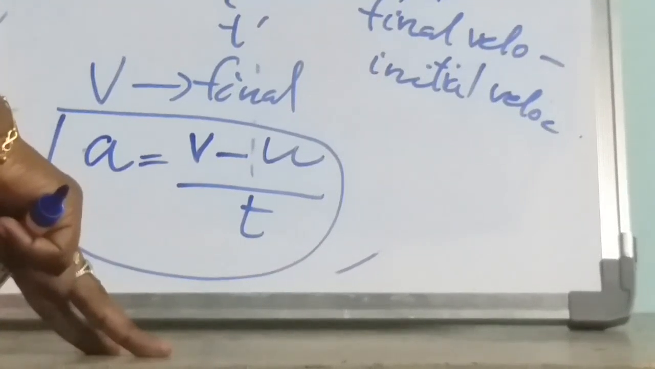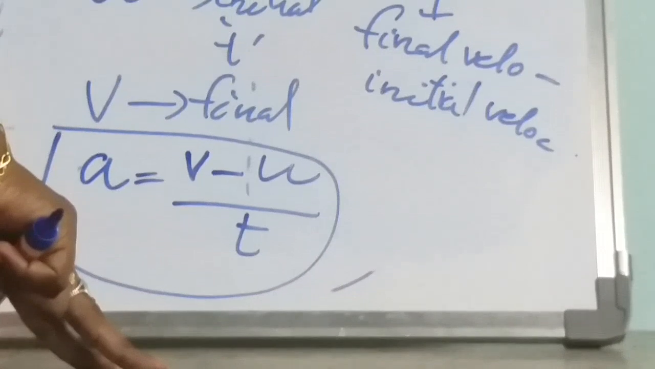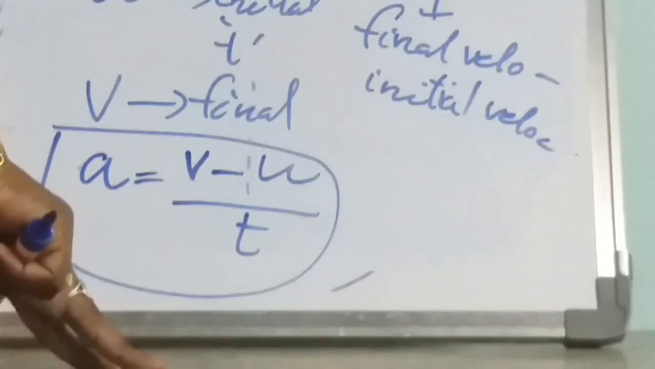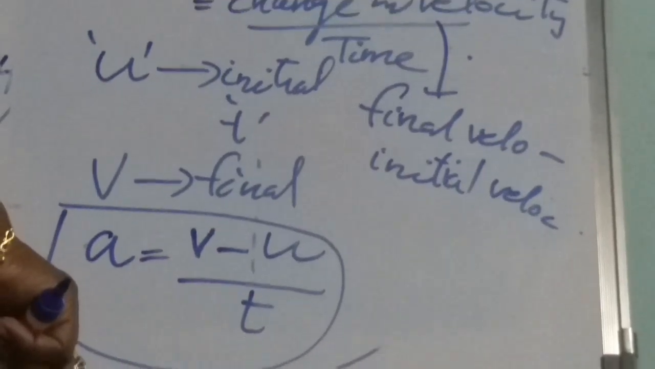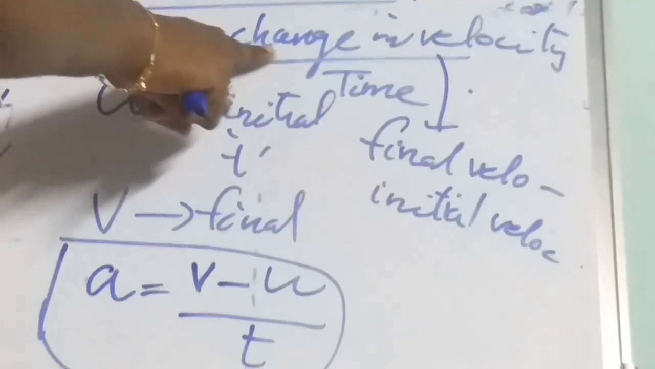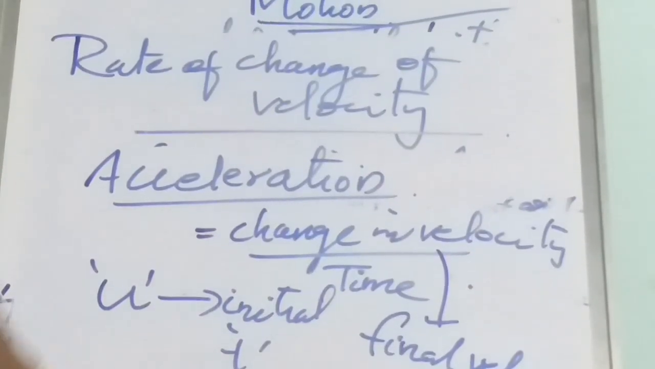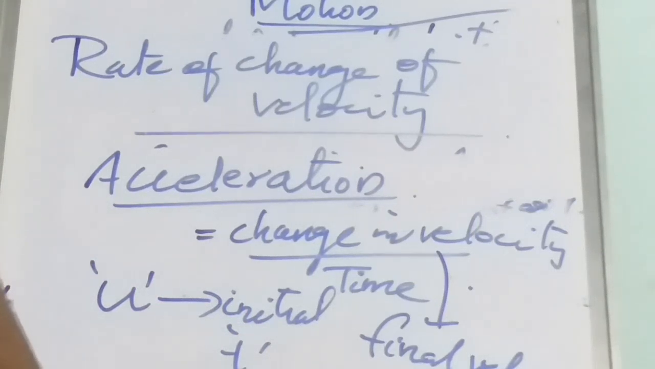That is what acceleration is. Acceleration is a measure of the change in velocity of an object per unit time. So acceleration can be written as change in velocity divided by time. Change in velocity means final velocity minus initial velocity.